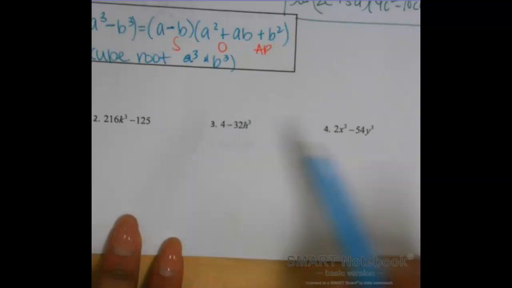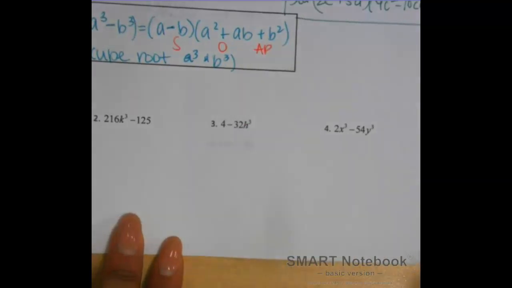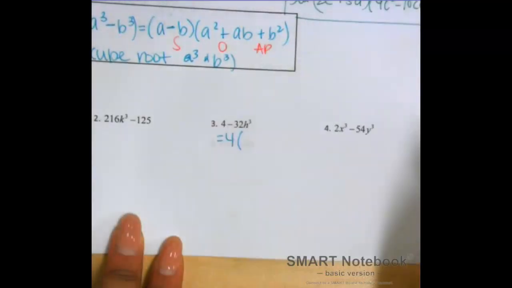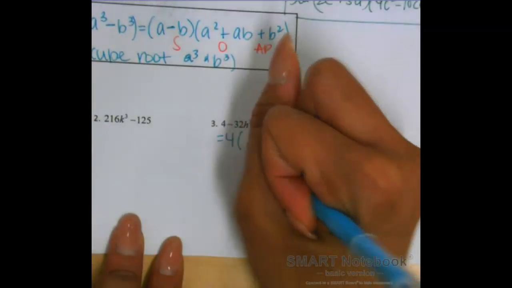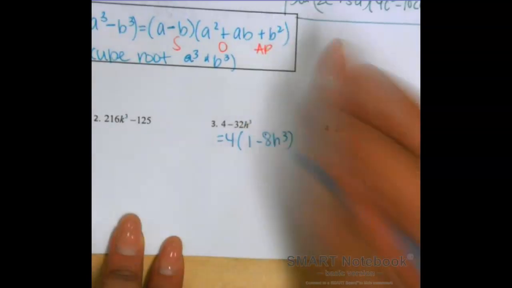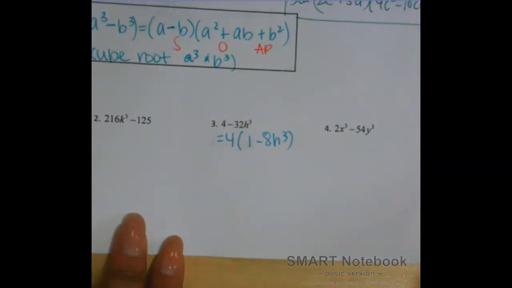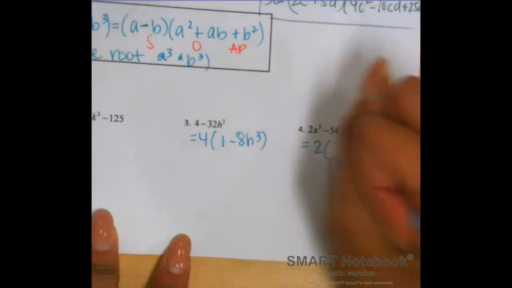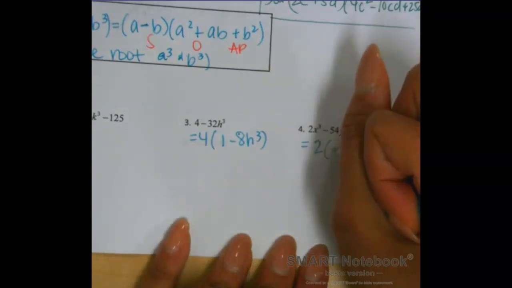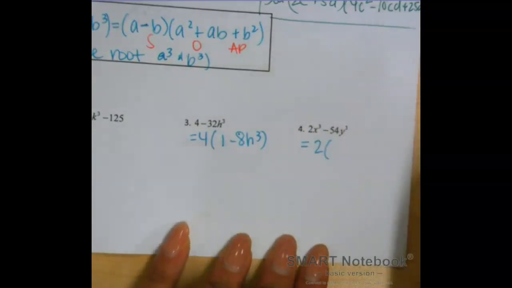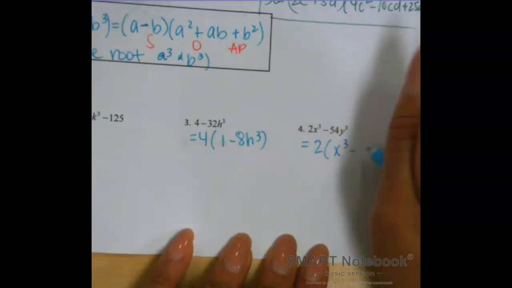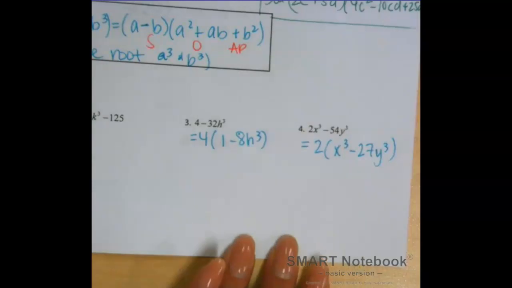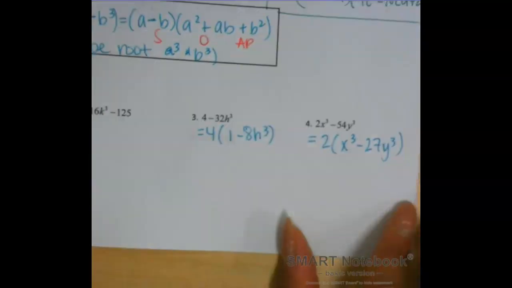And then for number 3, can you factor something out? What can I factor out, Mia? Positive 4. So that's going to leave what in parentheses? 1 minus 8h cubed. All right, sounds good. And then what about the last one, Mia? Can I factor this one too? What can I factor out? What's that going to leave in parentheses? X cubed minus 27. There you go. All right, perfect.